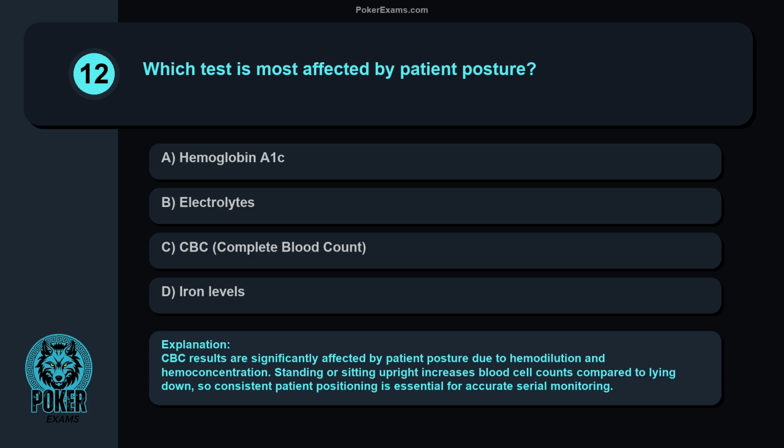CBC results are significantly affected by patient posture due to hemodilution and hemoconcentration. Standing or sitting upright increases blood cell counts compared to lying down, so consistent patient positioning is essential for accurate serial monitoring.